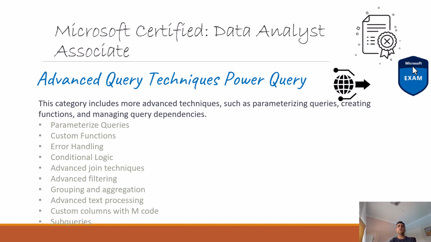You can use advanced join techniques I already mentioned, like merge and append. You can use advanced filtering, grouping and aggregation, and advanced text processing. You can write your own M code if you're versatile with it. I normally don't recommend it for beginners because you can end up impacting the query, so I would recommend always duplicating your query before you go down this route. And then you can have subqueries. These are some of the advanced query techniques, and I'm just calling them out as a checklist.